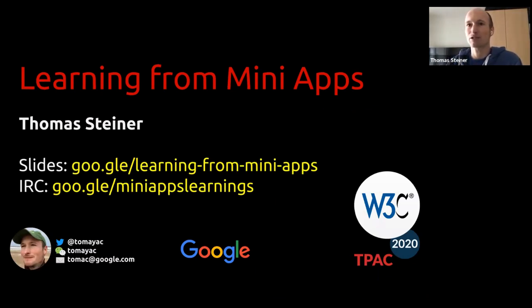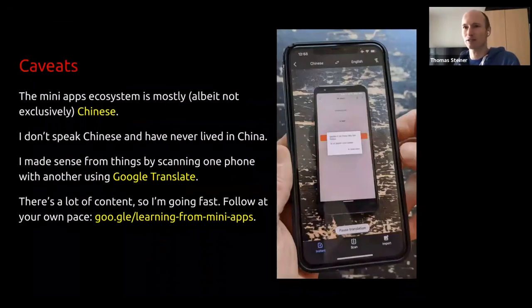All right, with that, let's get started with a couple of caveats. First of all, the mini apps ecosystem is mostly, but not exclusively, Chinese, and I don't speak Chinese, and I've never lived in China. So whatever I tell you, I've learned by scanning one screen with another screen and using Google Translate. So if there's anything wrong, don't believe me. Check for yourself with a Chinese speaker. But that being said, I believe I fairly accurately understood what's going on. And there's a lot of content, so I'm going to go fast. But you have the slides, so you can follow along at home.